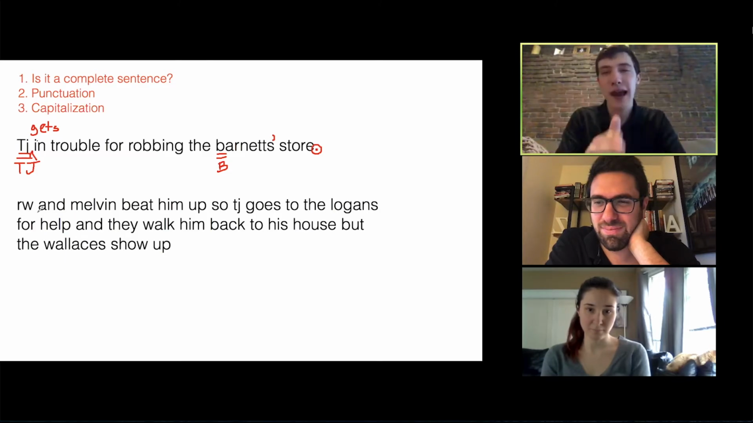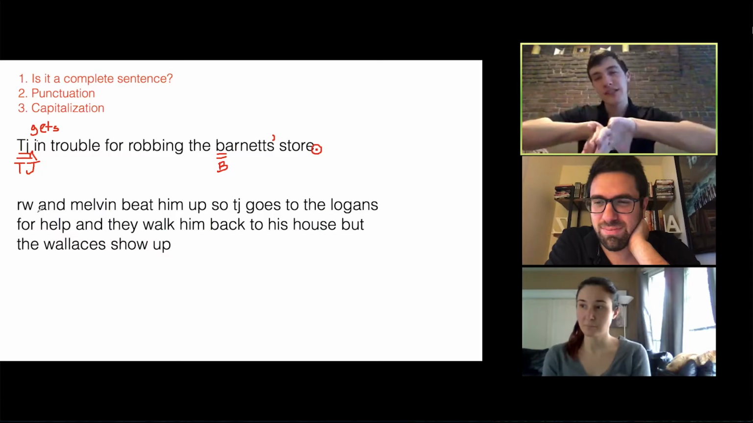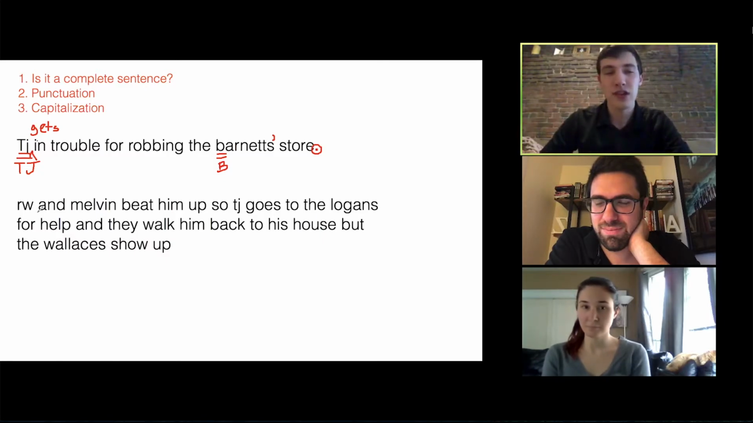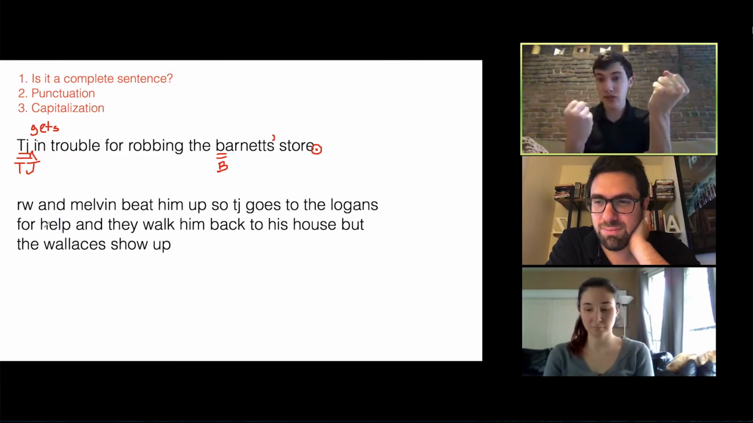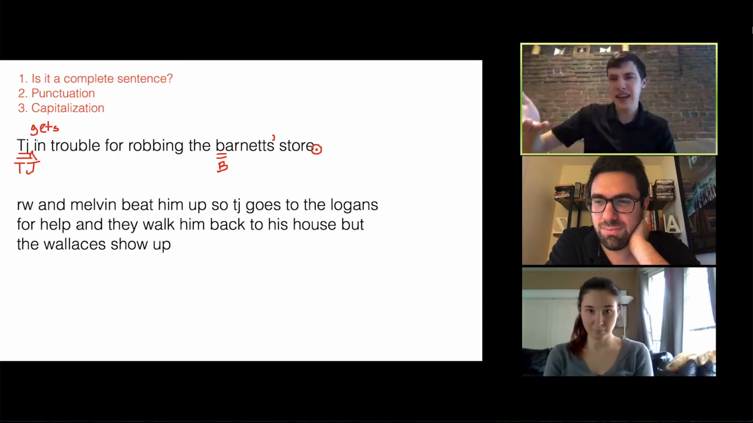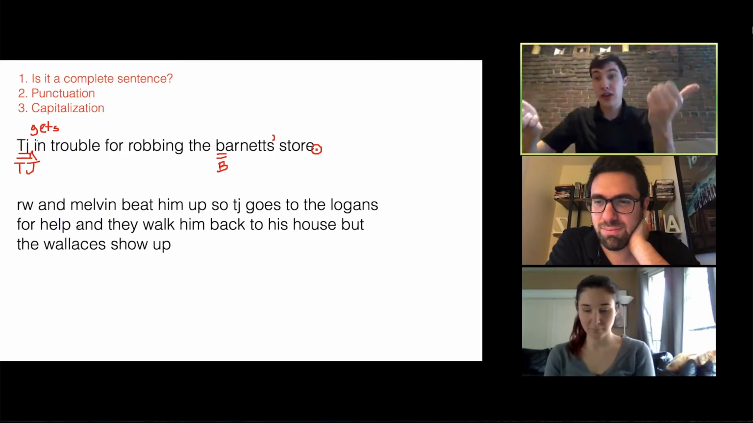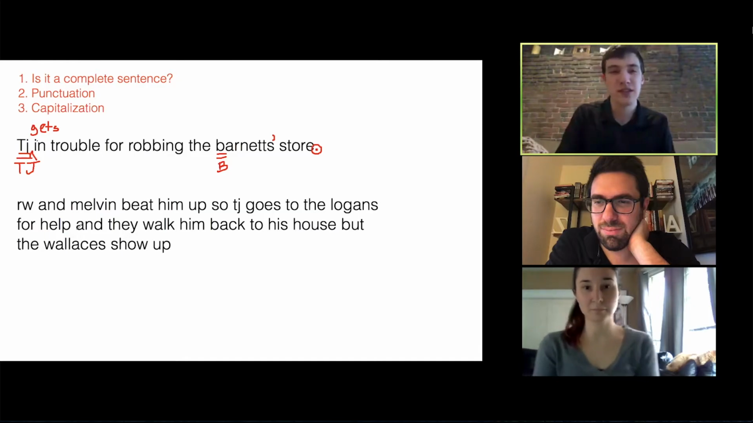So let me read back through and find a place where I can split these ideas up so that they can still flow together, but in a way that doesn't become confusing for me as a reader. Let's read back through. RW and Melvin beat him up, so TJ goes to the Logans for help. Okay, those two clauses make sense together, right? Because they beat him up, he goes to the Logans for help. Now I see this word and. That's connecting these two clauses with another two clauses, and I think that's where things start to get sticky.